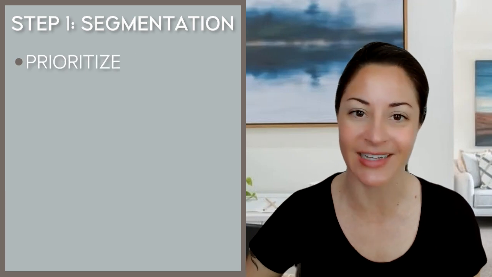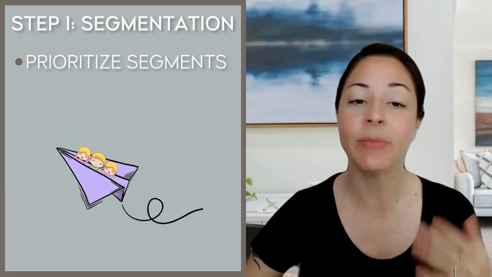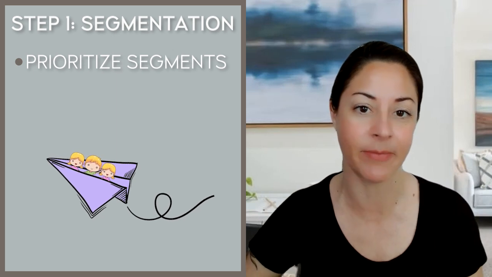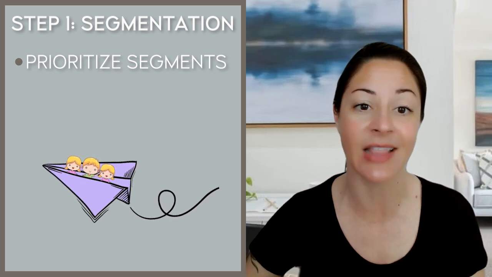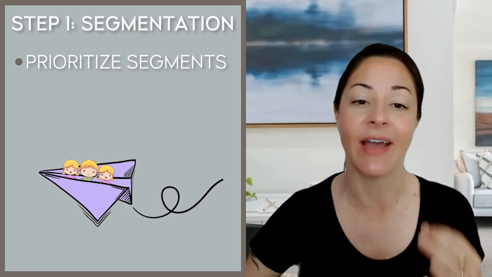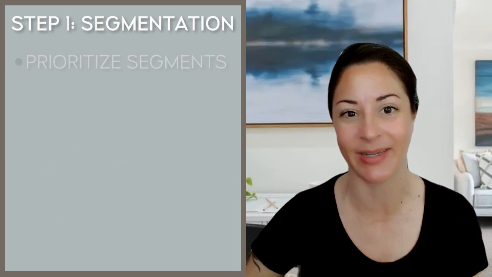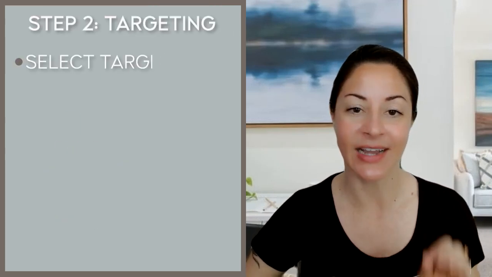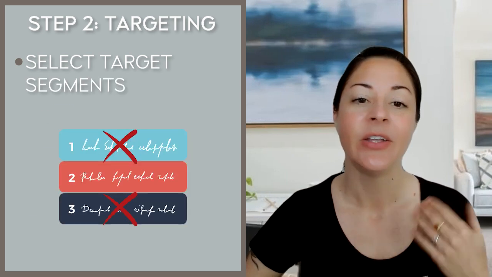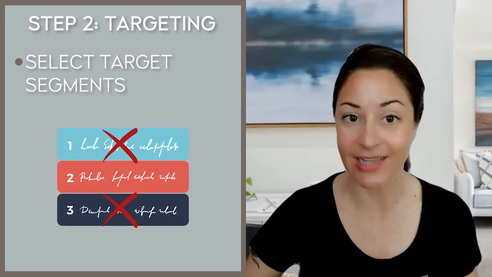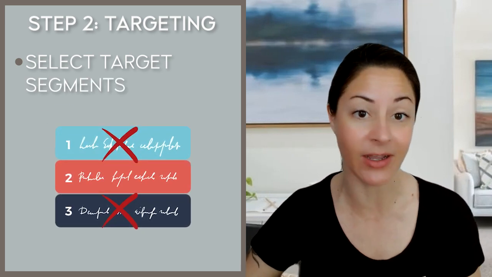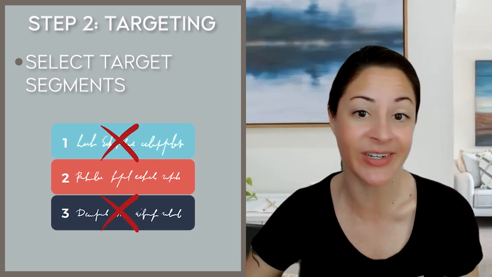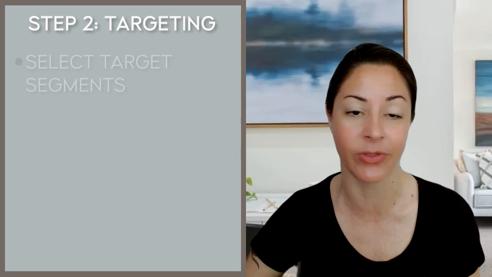You'll now prioritize your segments. It's time to assess the attractiveness and feasibility of each segment. Prioritize those that align with your event goals and have the potential for high engagement. Step 2, targeting. Select your target segments. You'll choose one or more priority segments that align with your event objectives. Consider factors such as size, profitability, and the potential for growth.